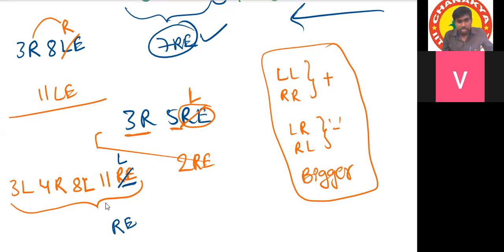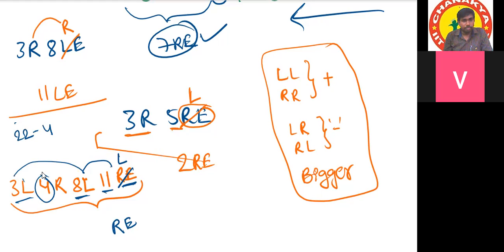Okay, let us complete this. Here, add all lefts and add all rights. If you add all lefts, it will be 3 plus 8 plus 11, which is 22. Yes or no? Yes. And one right is there. What is that right? 4. The difference between 22 and 4 is how much? 18. So it is the 18th from the right end. That is the required element. Yes. Okay.